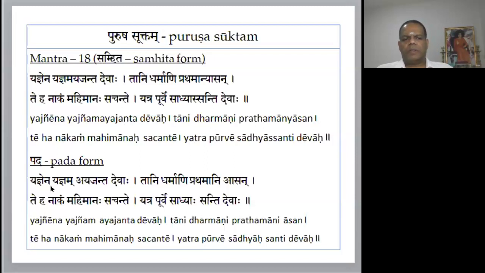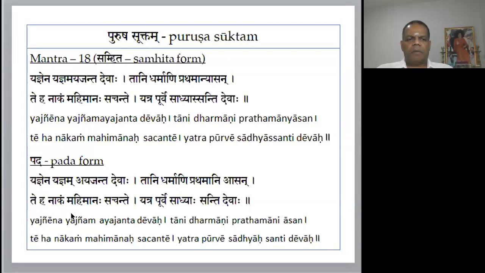Let's look at the word-to-word split. Yajnena, no change. Yajnam plus ayajanta: m plus a becomes ma. Yajnam ayajanta. Tani dharmani, no change. Prathamani asan: ni plus a becomes nya. Ni, that is i plus a, always becomes nya. That's how you get prathamanyasan. So this i plus a becomes ya.